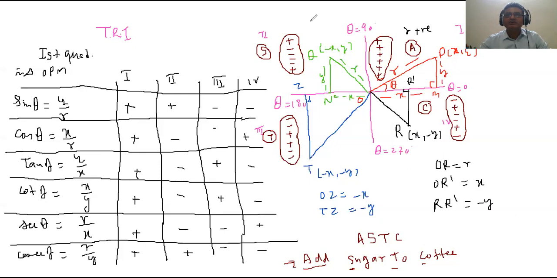Now we are moving to finding out the ratios of negative angles. When theta is taken anti-clockwise, then theta is positive. When theta is taken clockwise, then theta is negative. So we are starting. First case: sine of minus theta is equal to minus sine theta.